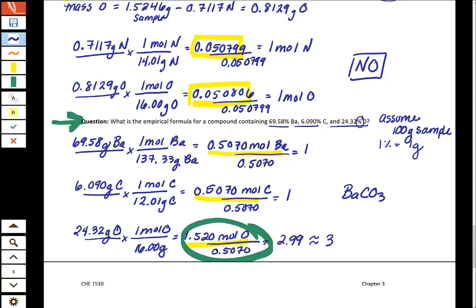And notice how in some cases your empirical formula that we have here is the same as a molecular formula. Because barium carbonate's an ionic compound, this is the chemical formula for barium carbonate.